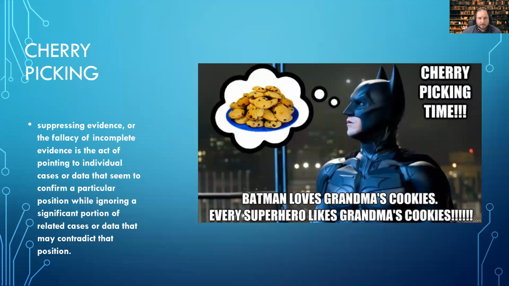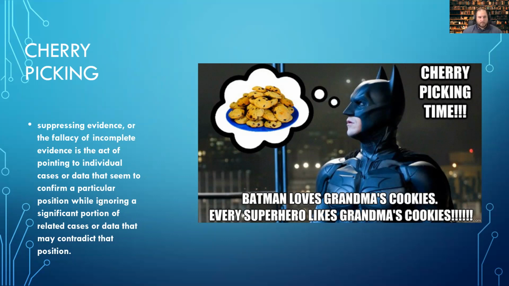Cherry picking is another type of logical fallacy. This is where we suppress evidence or we don't use all the evidence in order to point to something and create a truth, right? We see this all the time. We've talked a little bit about it this semester, that it's where we only use a couple of facts in order to draw a conclusion, even though there are other facts that point to this may not be the actual case, right?